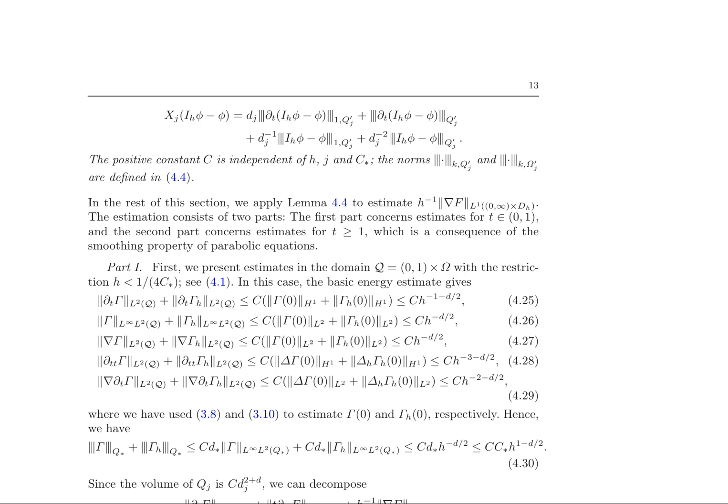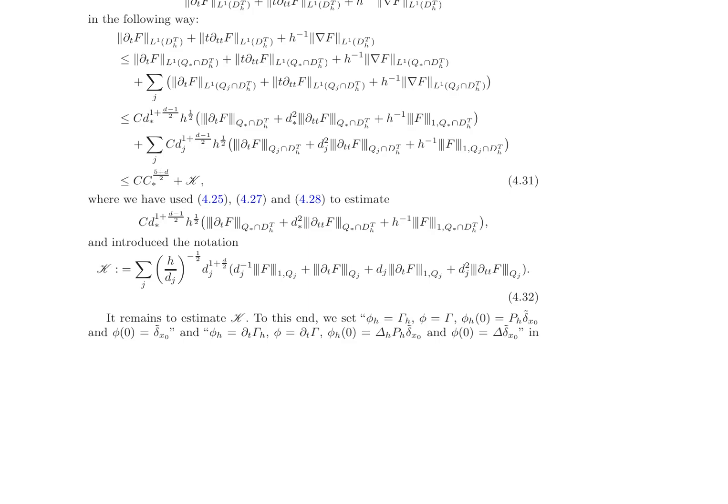The estimates are then used to bound the norms of the solution and its derivatives in the domain Q-star, a subset of Q. The bounds are presented in equation 4.30, which shows that the norms of the solution and its derivatives in Q-star are bounded by C d-star h^(1-d/2). The volume of Q_j is C d^(2+dj), and the solution and its derivatives are decomposed into two parts. One part is estimated in the domain Q-star intersection d_th, and the other part is estimated in the domain Q_j intersection d_th.